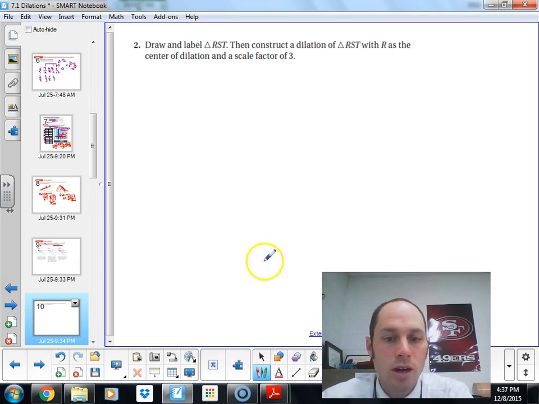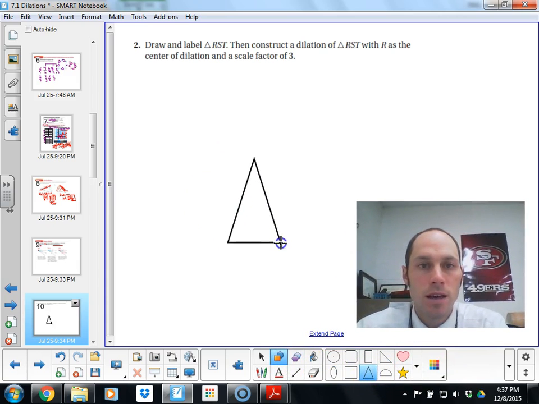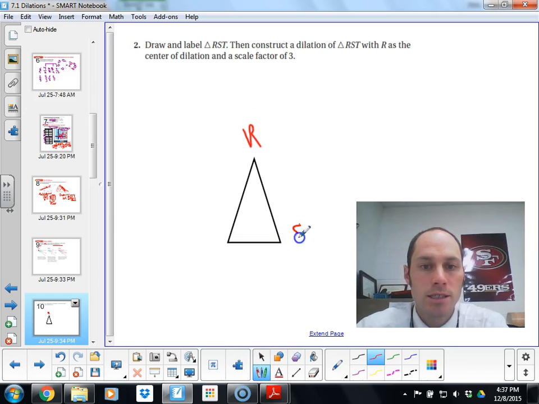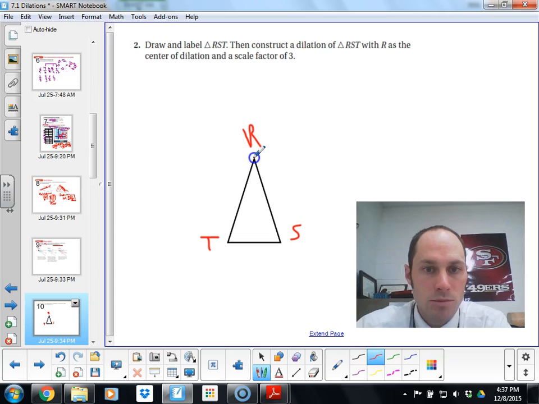So first of all, we wanted to draw and label triangle RST. So I'm going to create a triangle. You can create any kind of triangle. I'm going to create that one. I'm going to label it RST. And we want R as the center of dilation. So I'm just going to mark that off so I see it.